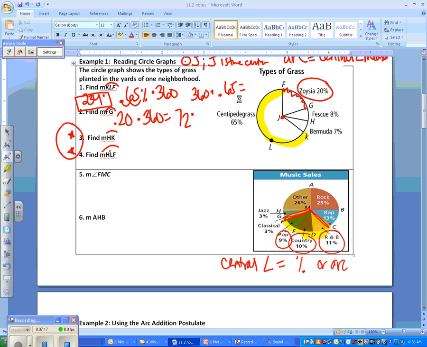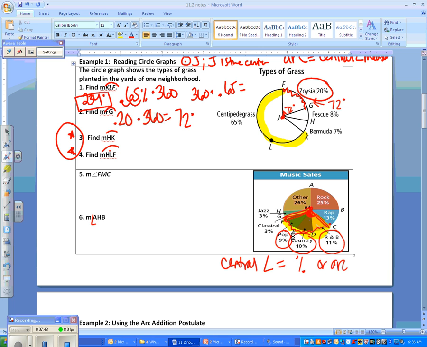So for example, the measure of FG, we would call it 72 degrees. It's 72 degrees out of the whole 360 degrees. It'd be the same thing as saying that this angle is 72 degrees. So this angle is 72 degrees and this arc is 72 degrees. So for 5 and 6, when they want the angles, all we're doing is the same exact thing. Instead of the arc, they want to figure out what this central angle is. And it's a central angle because M is at the center of the circle.